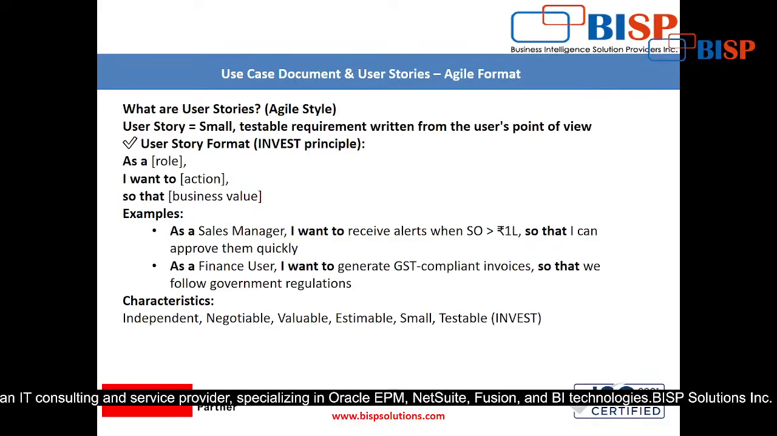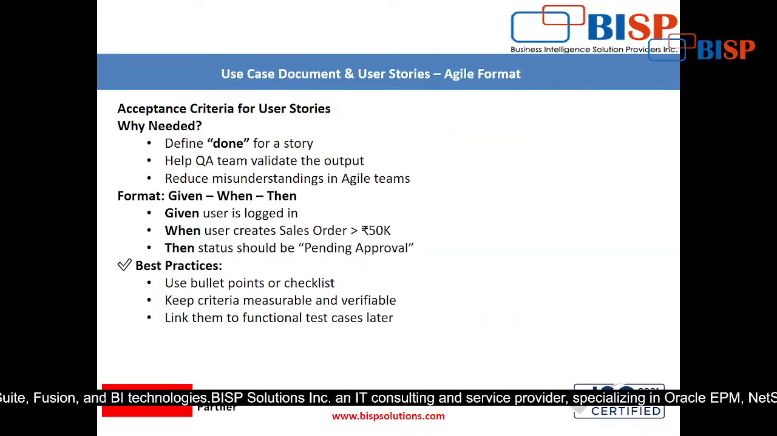And user story means, as a purchase rep or as a sales manager, I want to receive an alert when the sales order is greater than 1 lakh. That's it. That is the user story. It shows how the system behaves while using the system. Now see here, acceptance criteria. Now how will this user story be accepted, or we can say user acceptance criteria for user stories.